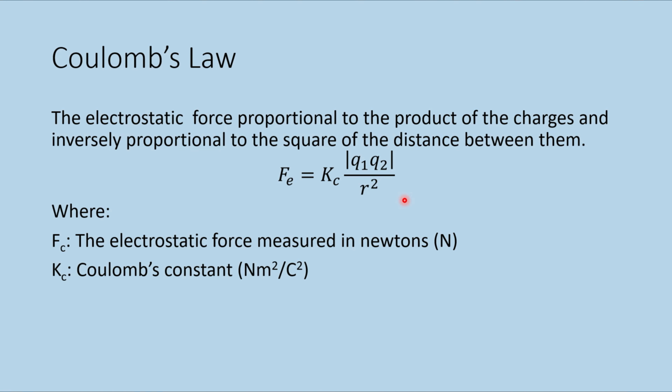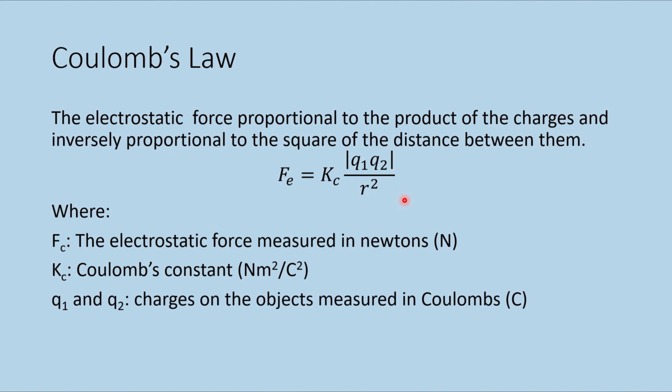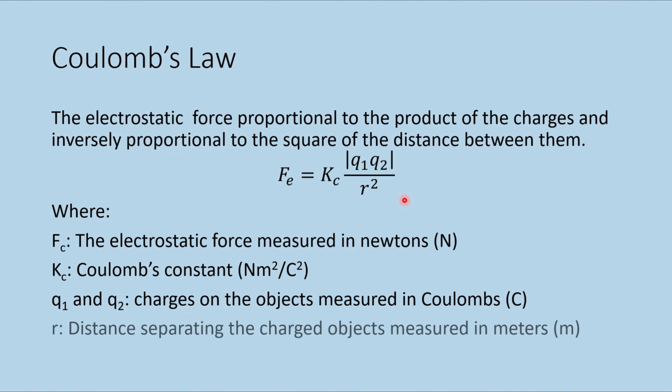It has a constant value which is 9 times 10 to the power of 9 newtons meters squared per coulomb squared. Q1 and Q2 are the charges in the objects measured in coulombs, and R is the distance separating the charged objects. It is measured in meters.